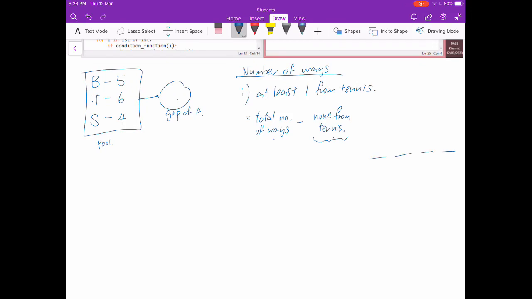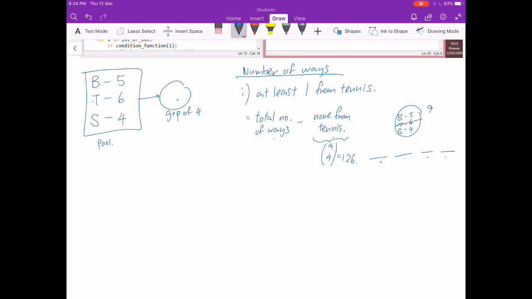Let me create 4 positions here to pick the people. And instead of my pool being BTS 5, 6, 4, let me go and strike out tennis. I bar you from coming to here. Okay, remaining pool size is 9. I need to choose 4. So this is 9 choose 4, which calculates out to be 126.